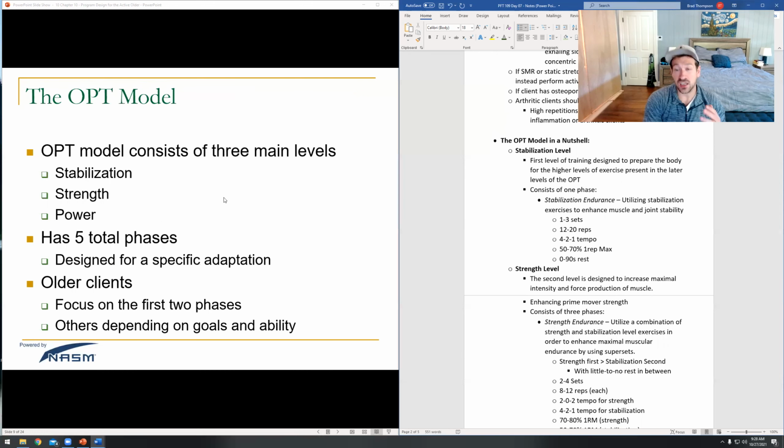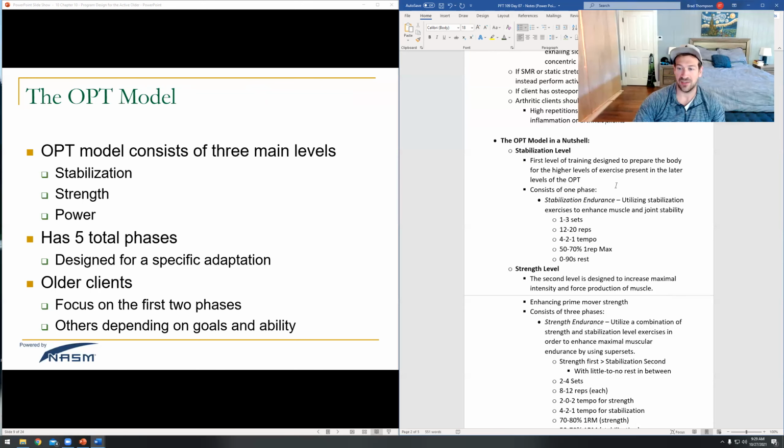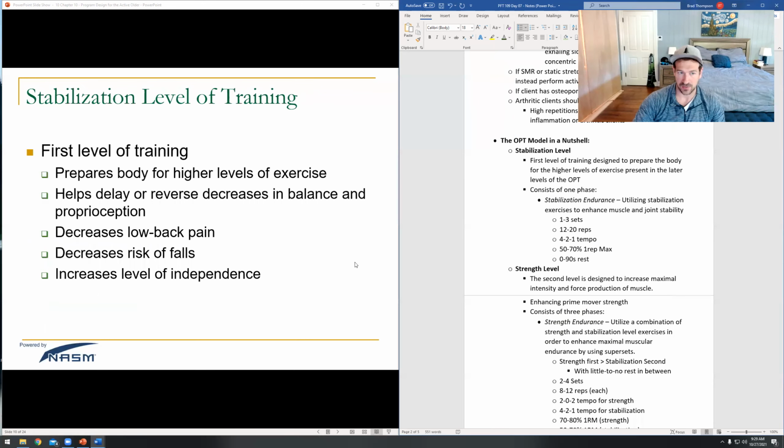So we talked about the OPT model a lot over the last couple of days. We talked about the 3 levels: stabilization level, strength level, power level. Thomas, I know you've seen this plenty of times. But today we're going to break down the phases. There are a couple of special rules I haven't talked about for 2 specific phases of the OPT. Phase 2 and phase 5 have some unique rules that we've left out of the conversation for the last couple of days.